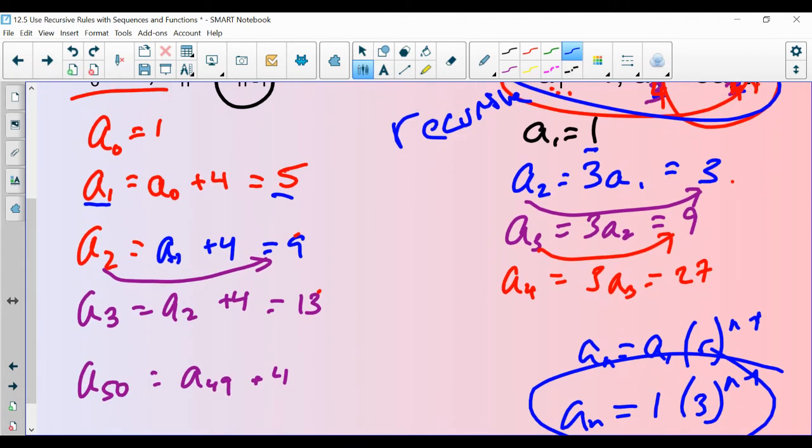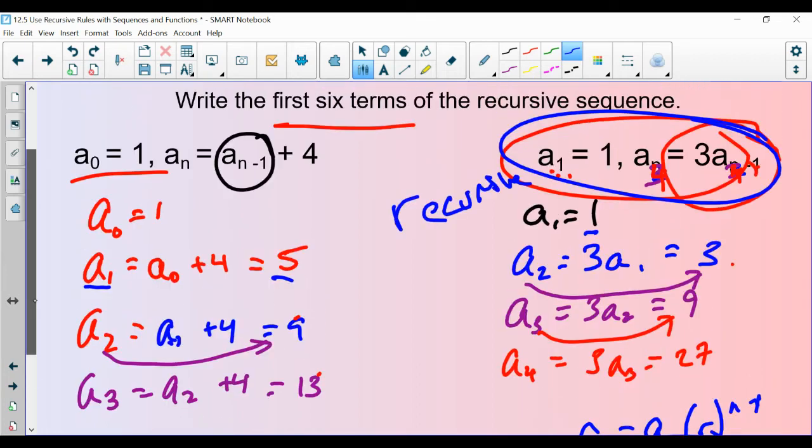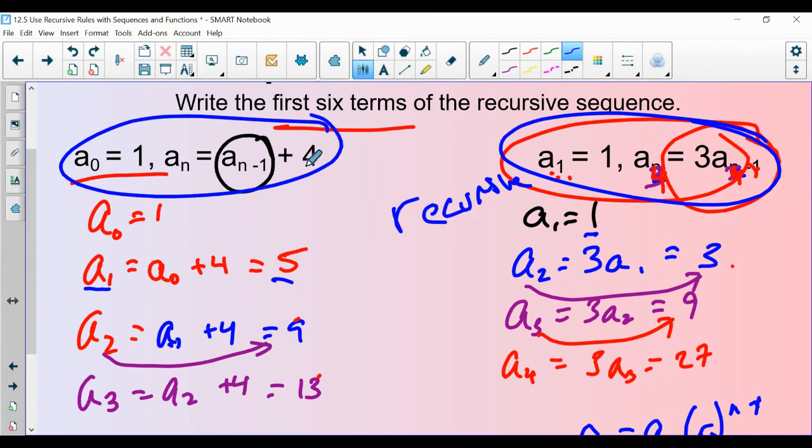So why do we need both? And I have 2 answers for you for that question. One is, it's really easy to write the rule recursively. If I gave you the rule and asked you to write it, it's really easy to do recursively. And the second part is, this actually allows us to write rules of sequences that would be really hard, if not impossible, to write explicitly.